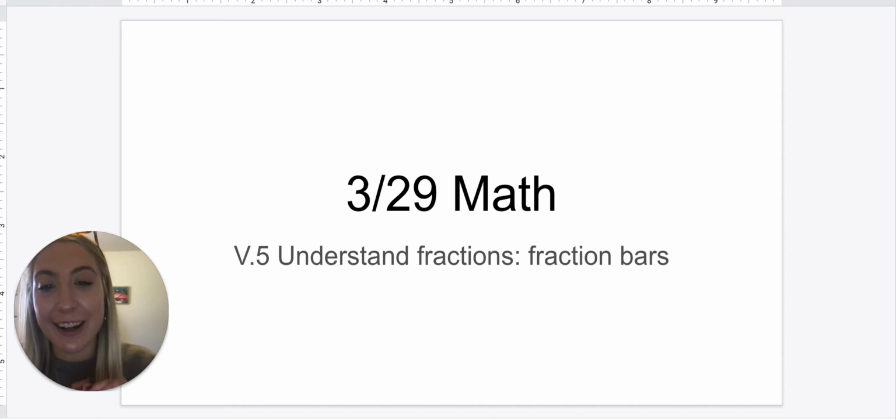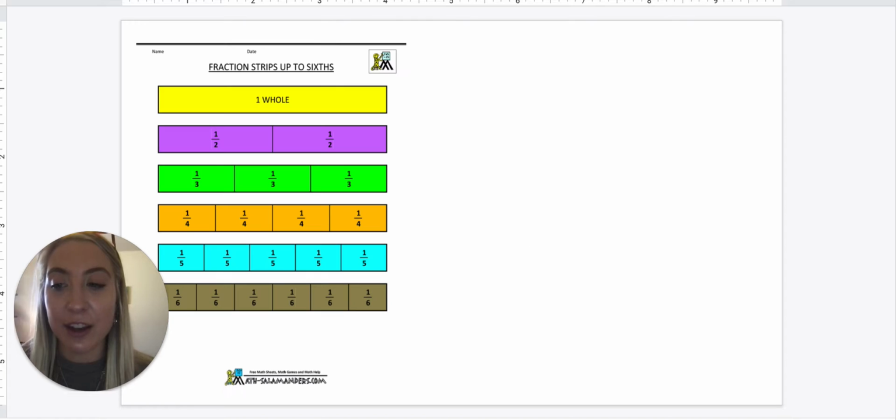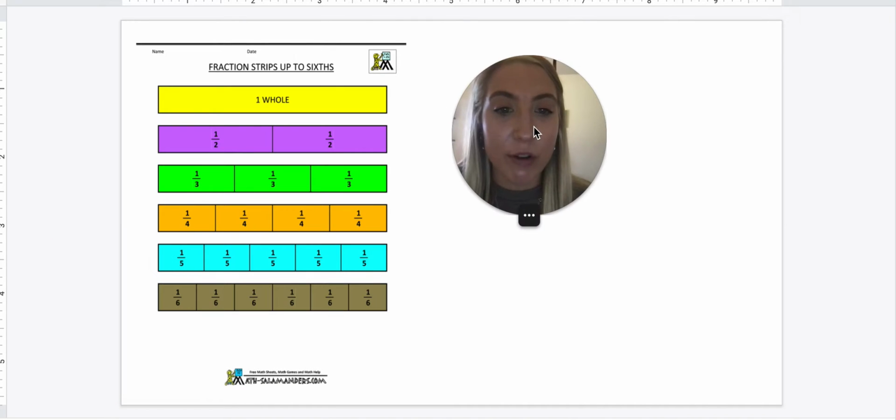Happy Monday, third graders. So today for math, we're going to be understanding fractions, but we're going to be using fraction bars. So you might be wondering, what does a fraction bar look like? Well, this is going to be what a fraction bar looks like.